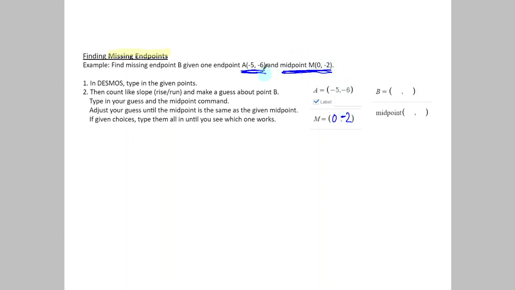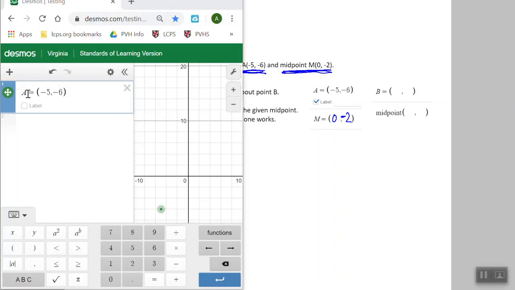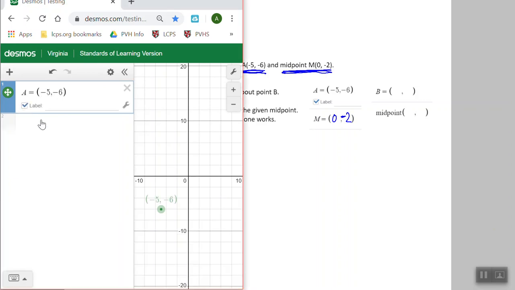It's useful to highlight or underline some key phrases, like we're supposed to find the missing endpoint B. We don't know what B is, so we can't type that in yet. Let's go to our Desmos calculator and type those in. So I've typed in what A equals. I click to label it.